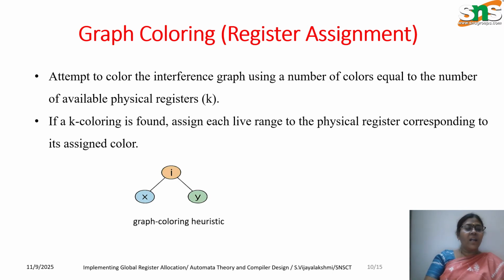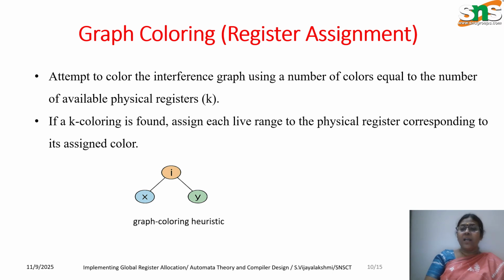Then graph coloring. Suppose a and b are live together, so edge a, b is there. The goal is to color the graph such that no two connected nodes share the same color. Graph coloring means register assignment.